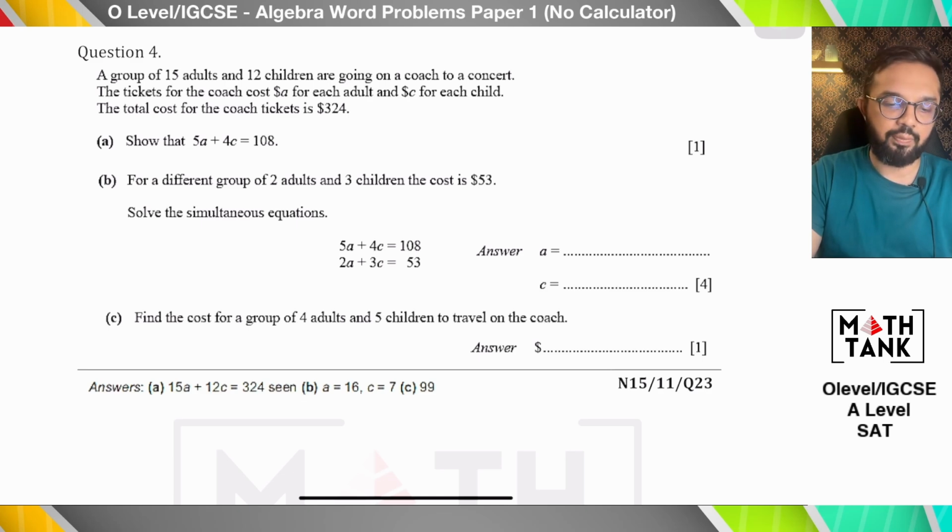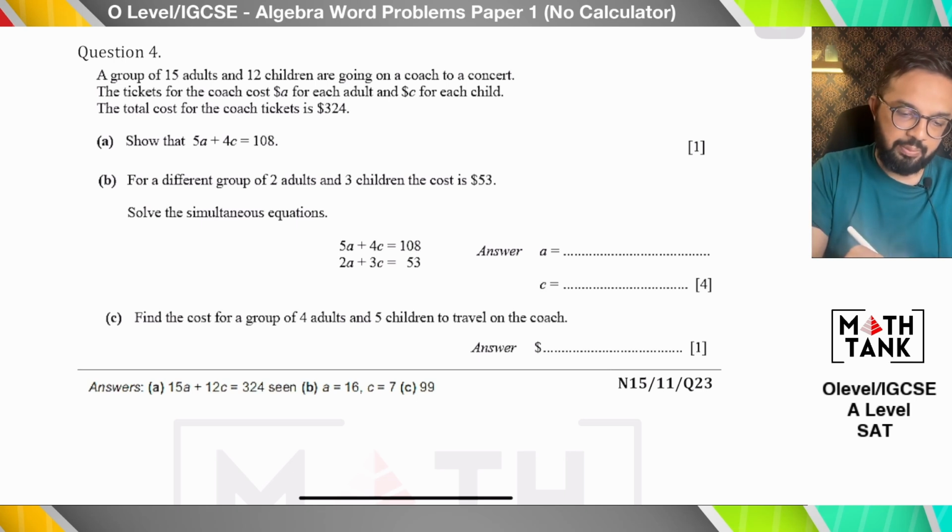The total cost of the coach tickets is $324. Show that 5A plus 4C equals 108. Okay, so 15 is the number of adults and each ticket costs A. So I'm going to say that the total cost of the tickets was 15 into A, which is 15A.